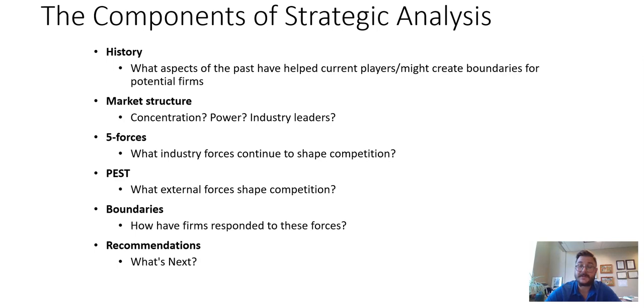External forces shape competition. So all those cultural, regulatory, political, macroeconomic, environmental factors are going to shape competition. Now, what do firms do? Do they seek to span across multiple markets? Do they seek to buy up their supply chain? So vertical and horizontal integration. And lastly, we're going to say what's next.